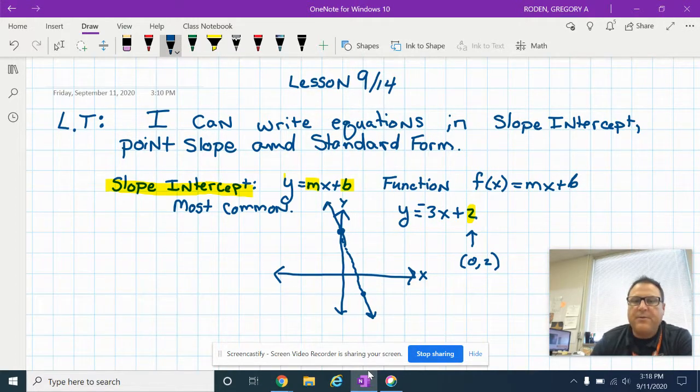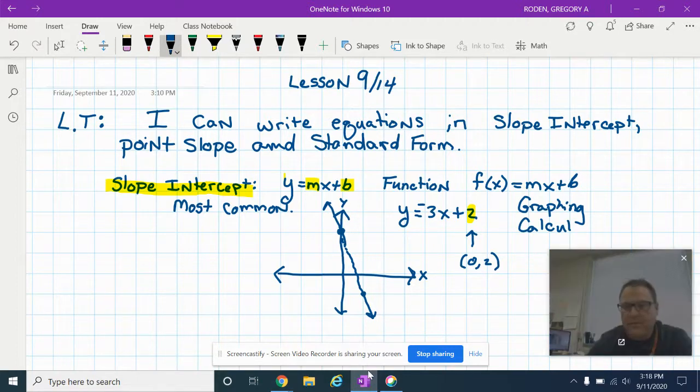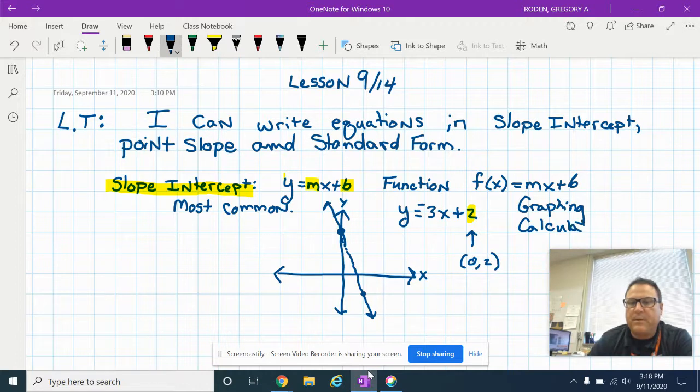So another big reason for slope-intercept form is it's really a nice graphing method. Okay, we can use them in our calculators. Our calculators, like our graphing calculators, our TI graphing calculators, if you have one of those, it really likes slope-intercept form. So there's a lot of reasons why slope-intercept form is so popular. But there are other forms, so let's take a look at those real quick, okay? Let me arrow down here a little bit.